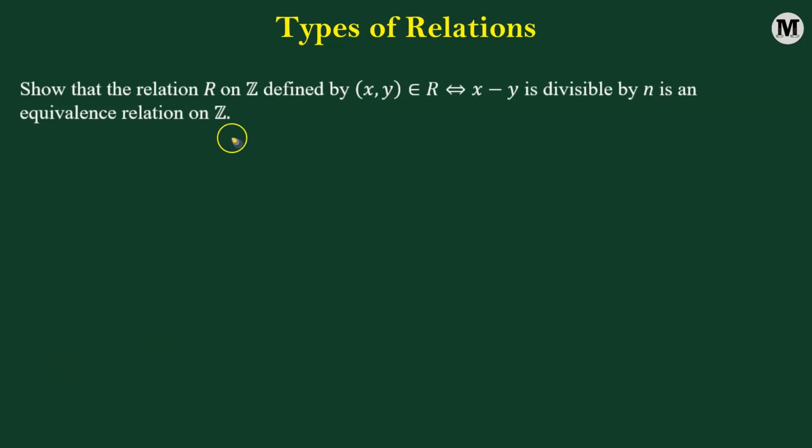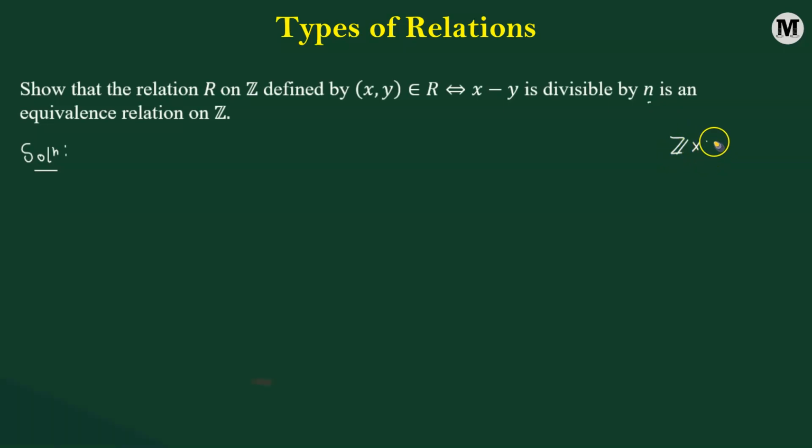Show that the relation R on the set of integers, which is defined by the ordered pair (x, y) belonging to the relation R if and only if x minus y is divisible by n, is an equivalence relation on Z. Okay, let us begin. Now, what we have here is the set of integers Z.